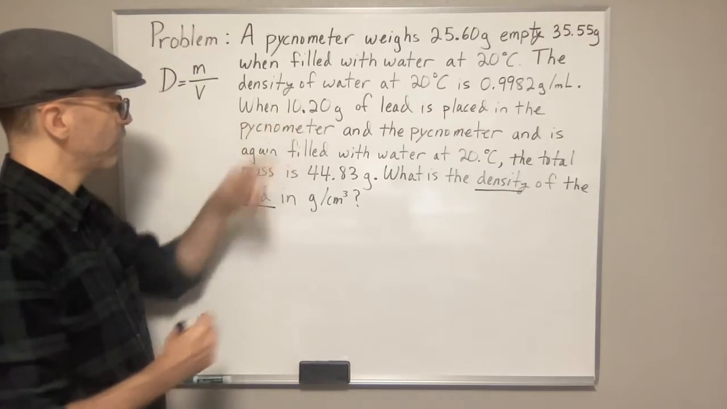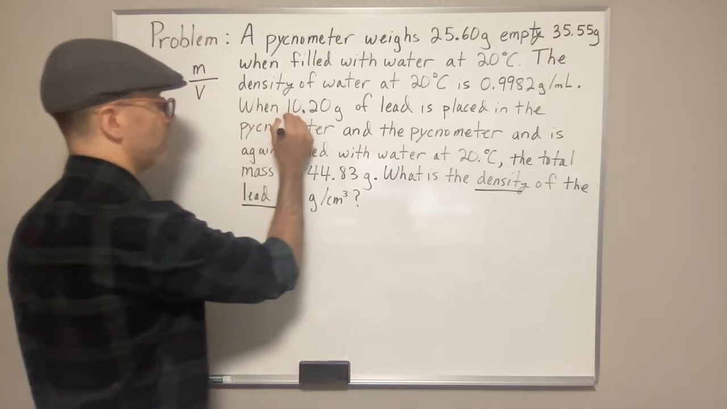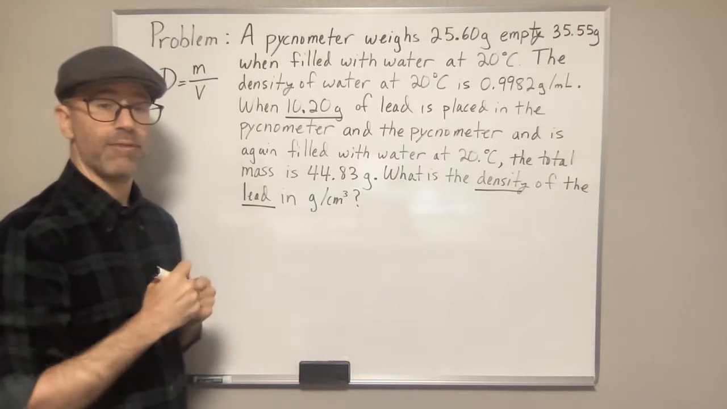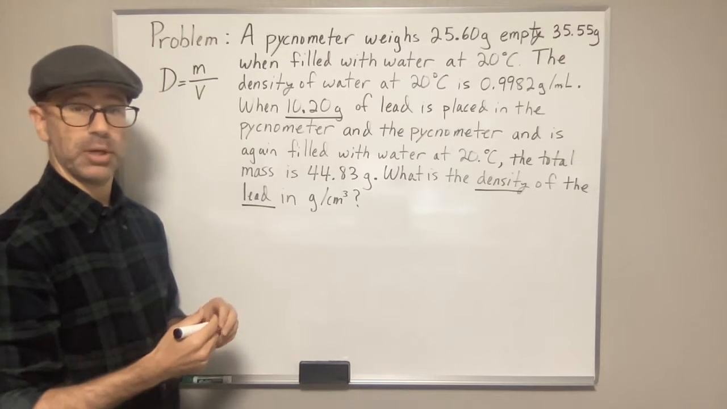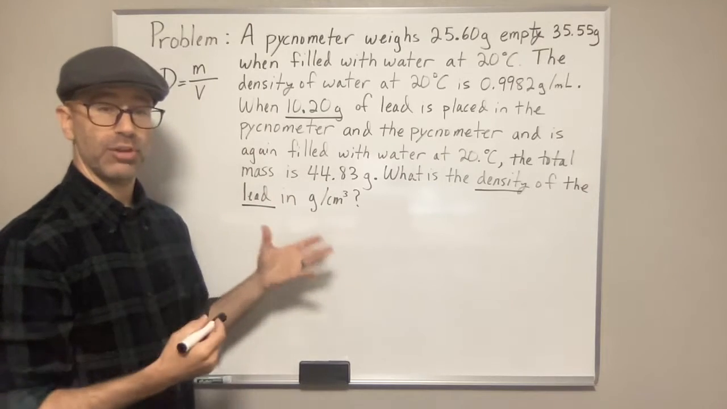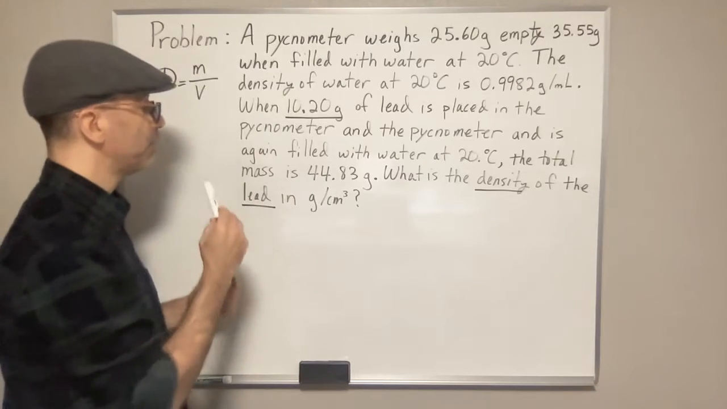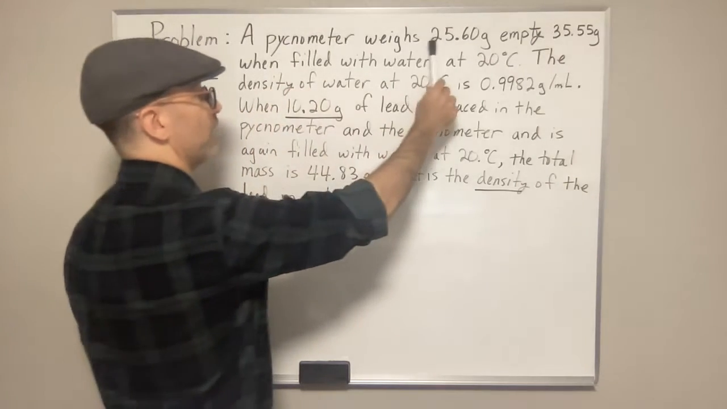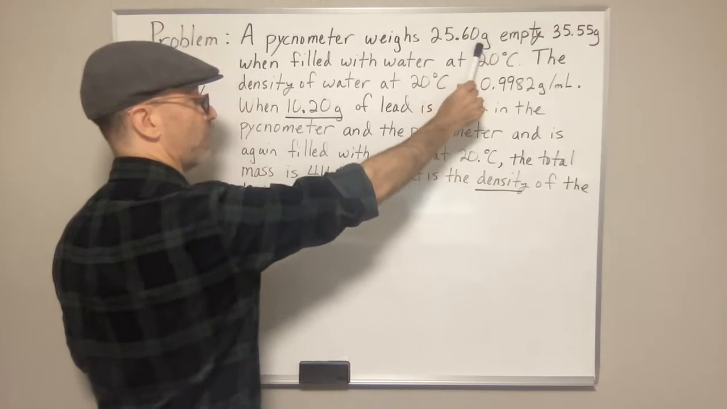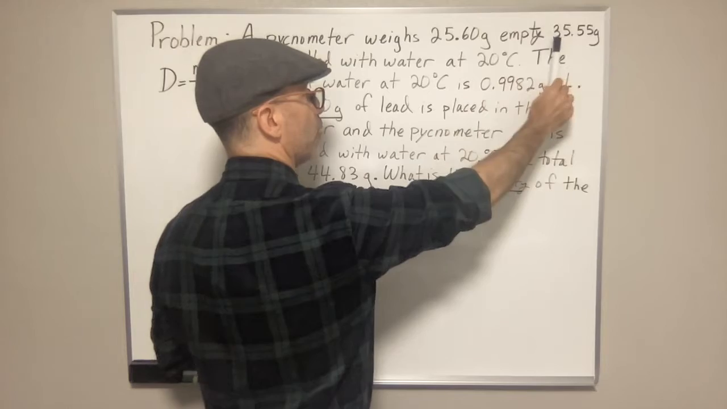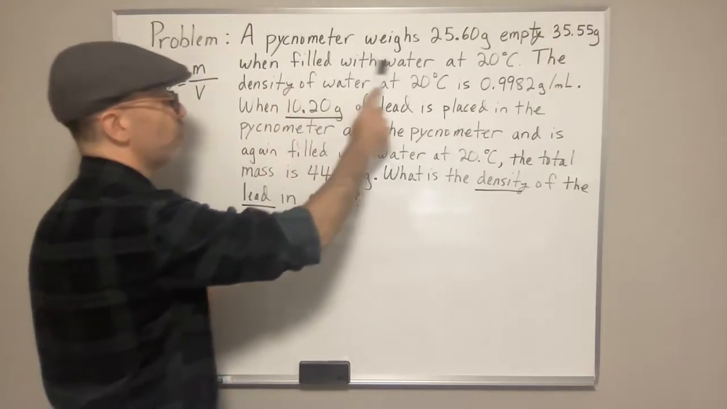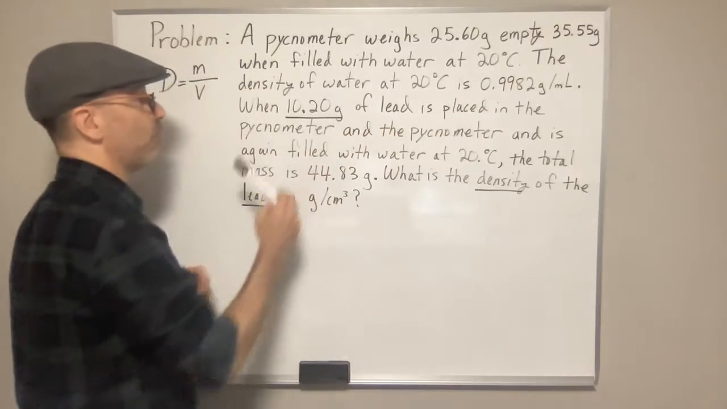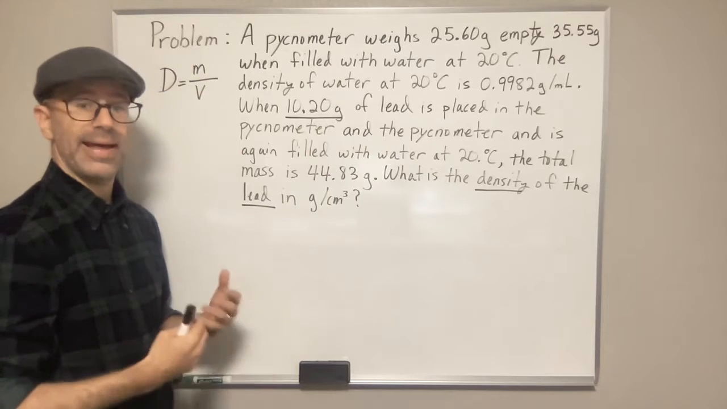So we know the mass of the lead. So now all we need to do is find the volume of that lead in the pycnometer. They give us a lot of information that we're going to have to use to find this out. Here they say the pycnometer weighs 25.60 grams when it's empty, and it weighs 35.55 grams when it's filled with water. So we could subtract that out and get the mass of the water that's in the pycnometer.